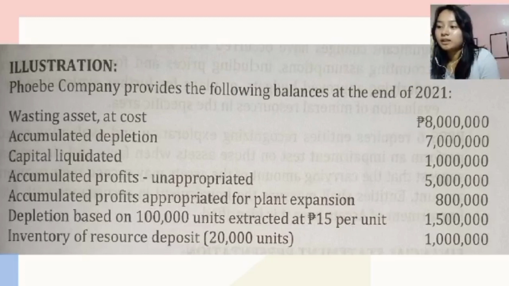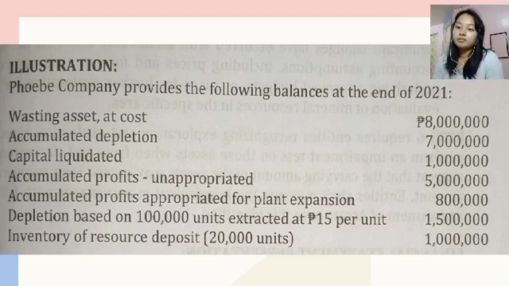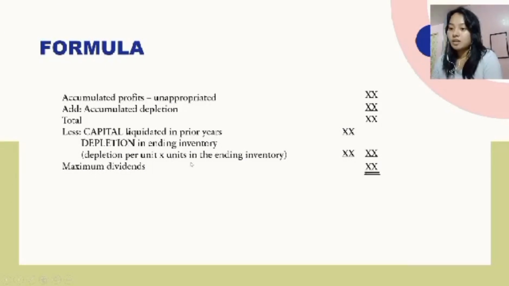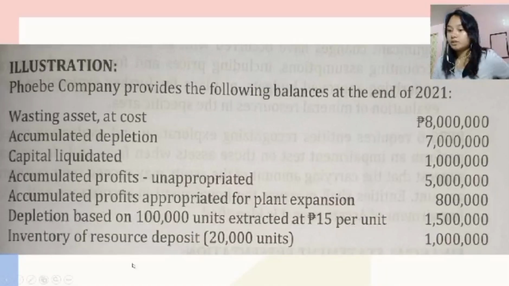Phoebe Company provides the following balances at the end of 2021. Wasting assets at cost, 8 million, accumulated depletion of 7 million, and capital liquidated 1 million. Accumulated profits unappropriated, 5 million. Accumulated profits unappropriated for plant expansion, 800,000. Then depletion based on 100,000 units extracted at 15 pesos per unit, which is 1,500,000. This comes from 100,000 units times 15 per unit. Remember our formula for depletion in ending inventory is depletion per unit times units in the ending inventory. So the inventory of resource deposit is 20,000 units, that is 1 million. What is asked is to compute the maximum dividends that can be declared by Phoebe on December 31, 2021.